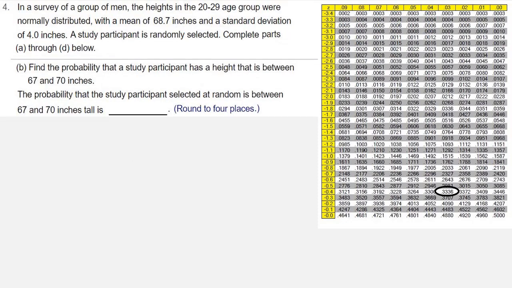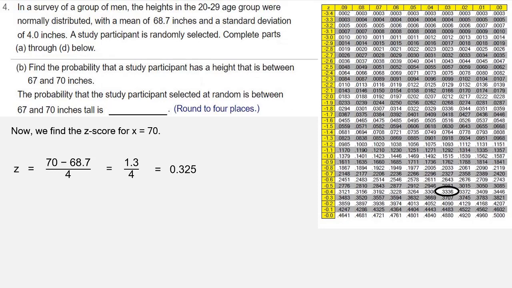For part B, find the probability that a study participant has a height that is between 67 and 70 inches. So we already found the z-score that was associated with x equals 67, so let's go ahead and find the z-score for x equals 70. When x equals 70, we use x minus mu over sigma, so that's going to be 70 minus 68.7 over 4, which is 1.3 over 4, which is 0.325, rounded to 2 decimal places, is 0.33.